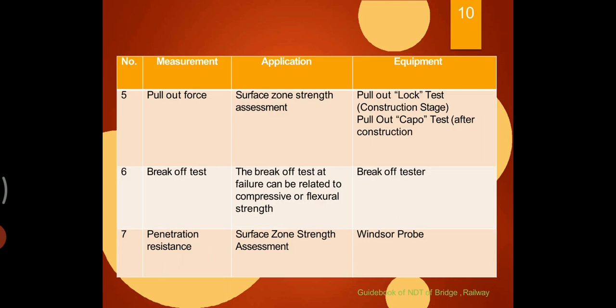Here the pull out lok test is used at construction stage, and the pull out CAPO test after construction. So here we are using these two stages of test. Then break off test at failure can be related to compressive and flexural strength with the use of the break off tester. Then penetration resistance, surface zone strength assessment, here we use the Windsor probe.